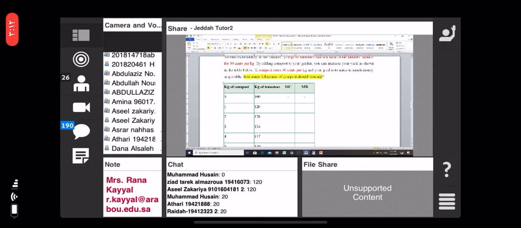Just keep your eyes on the table, and I have two main columns. One is kilogram of compost. The other is kilogram of tomato. Here my point is, I'm talking about this part. The compost costs 50 cents per kilogram. So here, how many kilos of compost do I have? 1.